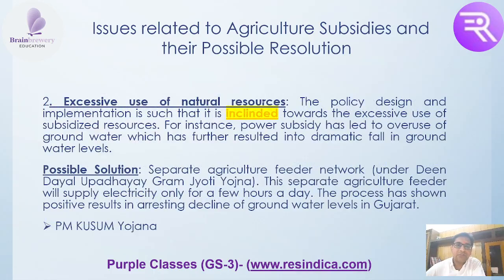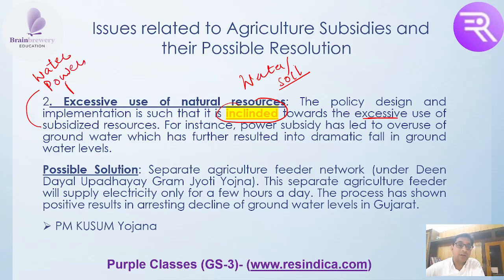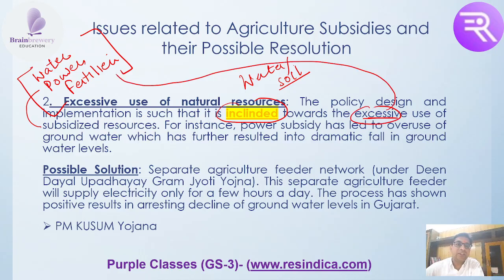Then second is excessive use of natural resources. Whenever we provide subsidy, the people utilize natural resources like water and soil indiscriminately. So this subsidy is inclined toward excessive use of the subsidized resource. Like, what is a subsidized resource? You are getting subsidized water, subsidized power, subsidized fertilizer, right? So the excessive use will be done of these resources.